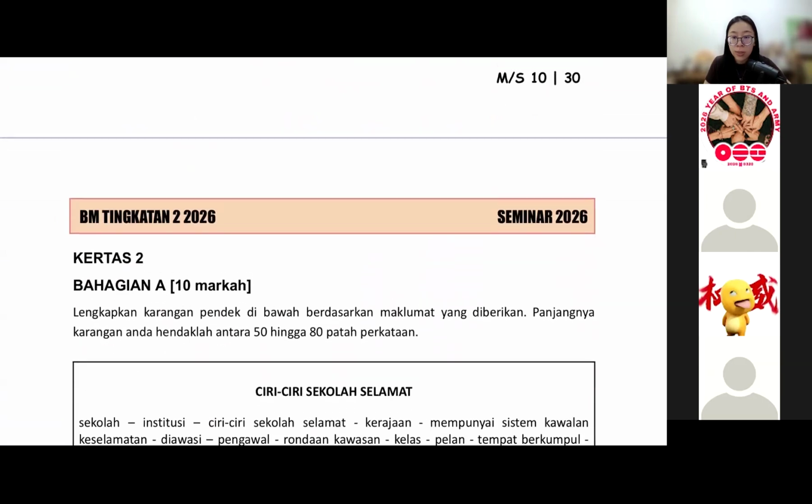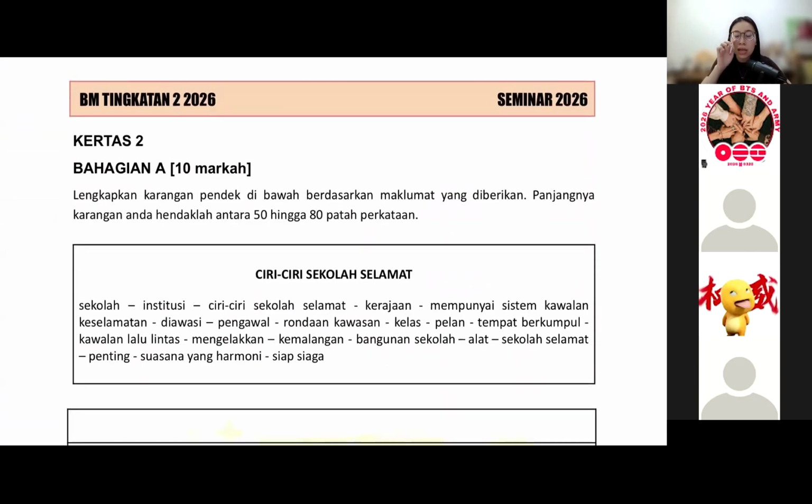Now, we go for the first part, bahagian A first. So, ciri-ciri sekolah selamat, which is asking the characteristics of a safe school. Now, the first one, you need to say the school is the institution that has fulfilled all the ciri-ciri, all the characteristics set by the government. Then you can say they have their own sistem kawalan keselamatan. For example, they have guards who mengadakan rondaan kawasan, patrol. And also, at the same time, every class mempunyai pelan tempat berkumpul. Normally, it's at the back or in front. Like they will say where you need to run to when something emergency happens. And also, outside your school, of course, got a kawasan lalu lintas yang dapat mengelakkan kemalangan.